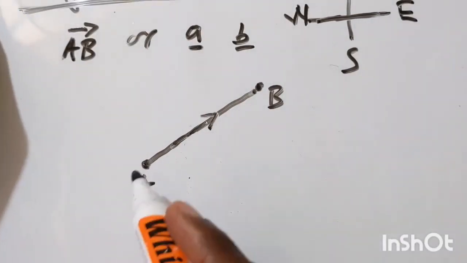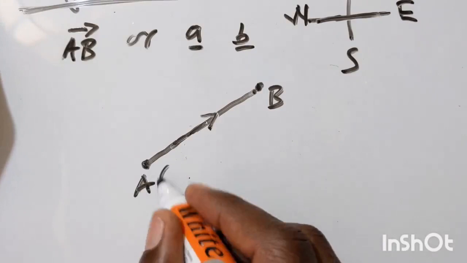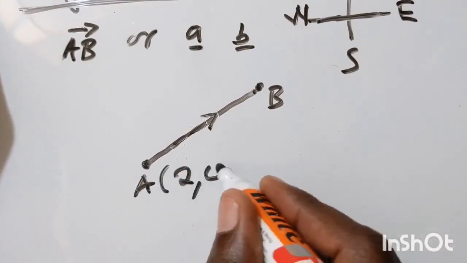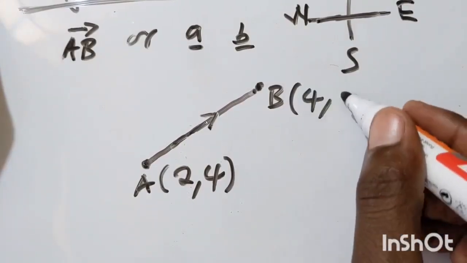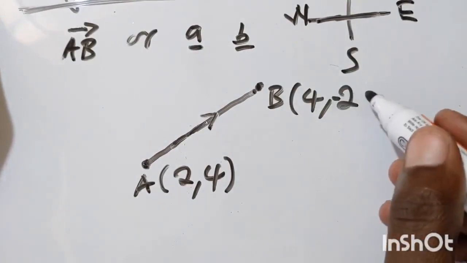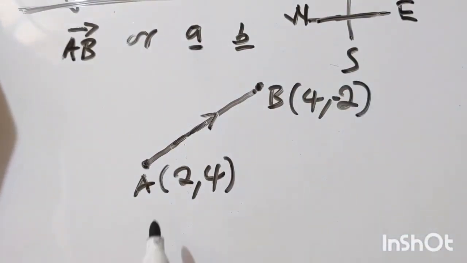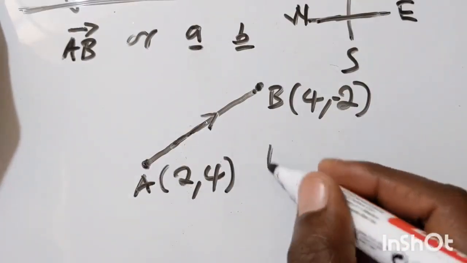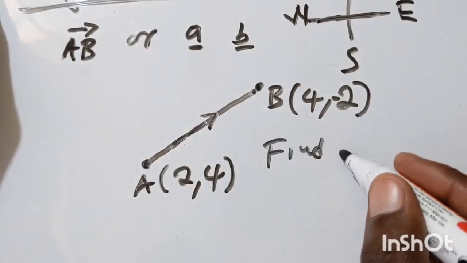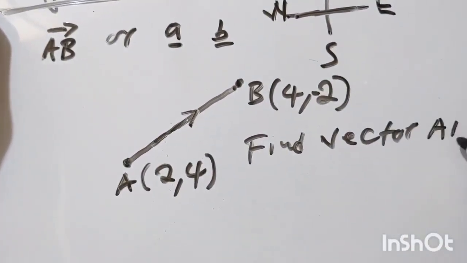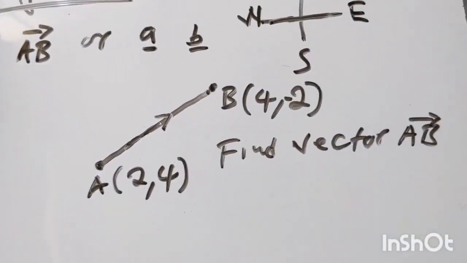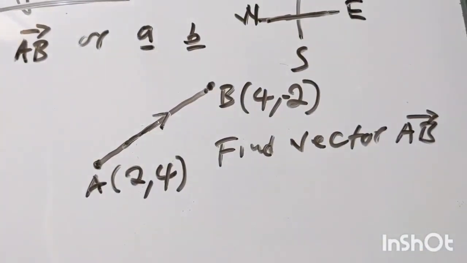Let's take, for example, point A as (2, 4) and B as (4, -2). You are told to find vector AB. So how do you find a vector when you are given 2 points?